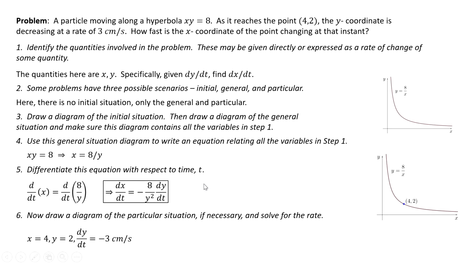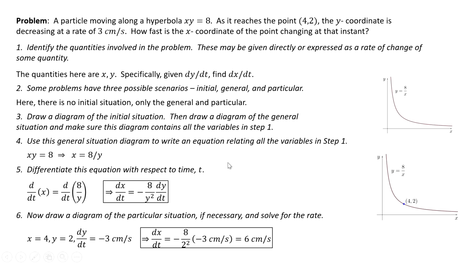Now it's just a matter of plug and chug. Cool. So dx/dt is negative 8 over 2 squared, so that turns out to be 6 centimeters per second. So as this particle is moving along this hyperbola, the moment it reaches the point (4, 2), its x coordinate is increasing.